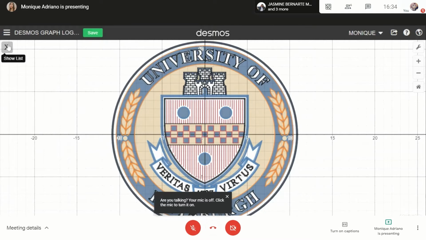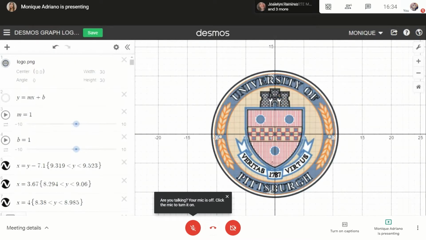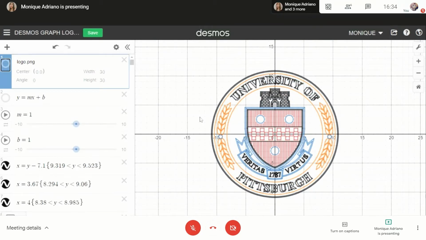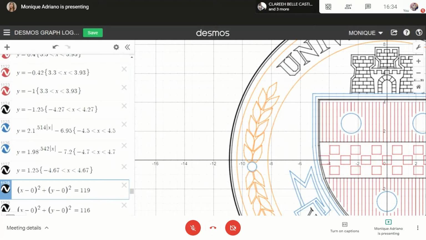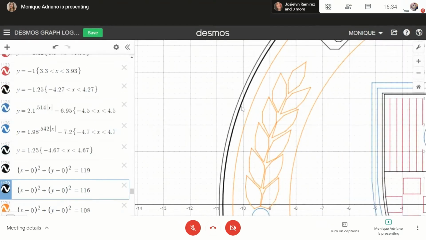The first thing we did is the outlining of the logo. So for the outline of the logo, we use the equation of x minus 0 squared plus y minus 0 squared is equals to 19. For the second circle of the outline, we use the equation of x minus 0 squared plus y minus 0 squared is equals to 116.